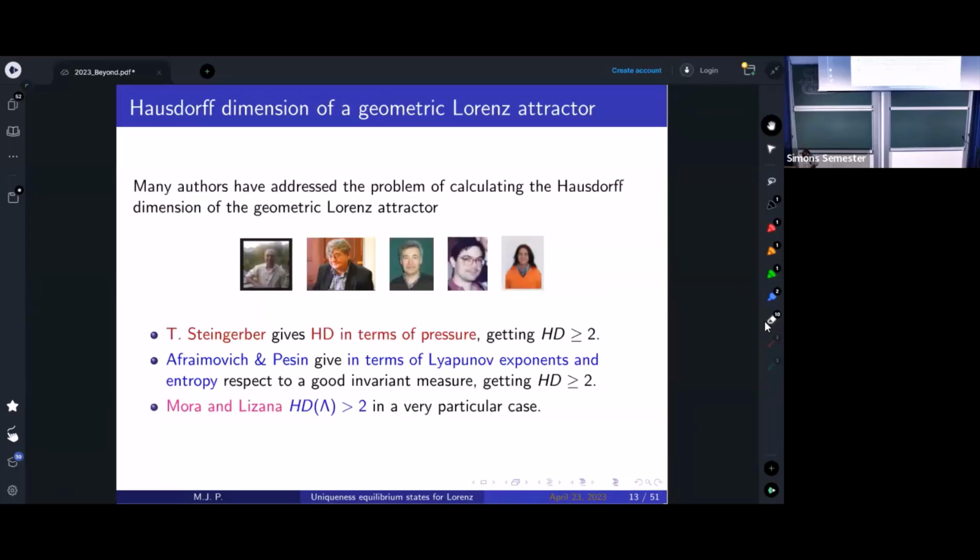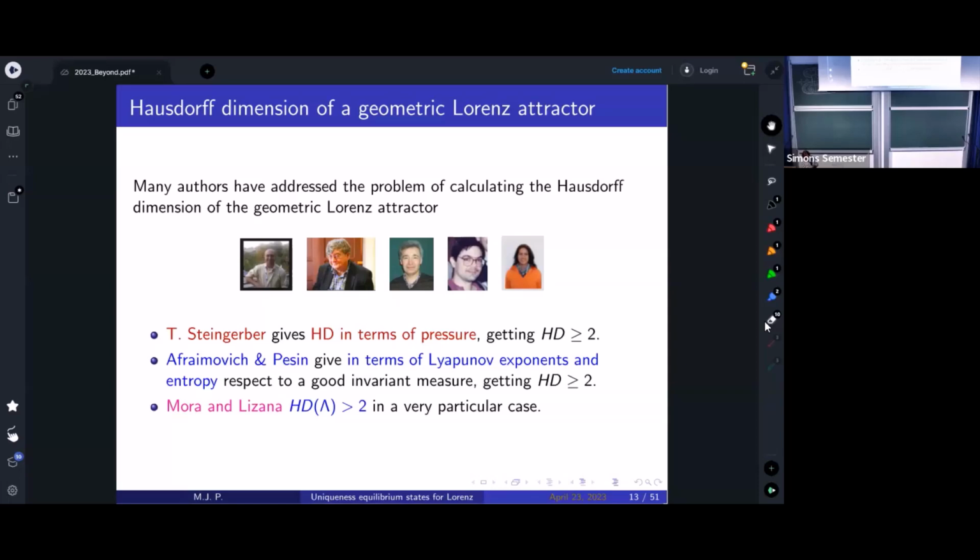One line of work on this kind of problem was to try to find the Hausdorff dimension of the geometric Lorenz attractor. Many authors have addressed this problem, calculating the Hausdorff dimension for the geometric Lorenz attractor. Indeed, Steinberg gives the Hausdorff dimension in terms of the pressure, Abramov and Pesin in terms of the Lyapunov exponents and the entropy. They also got that the Hausdorff dimension is bigger than or equal to 2.